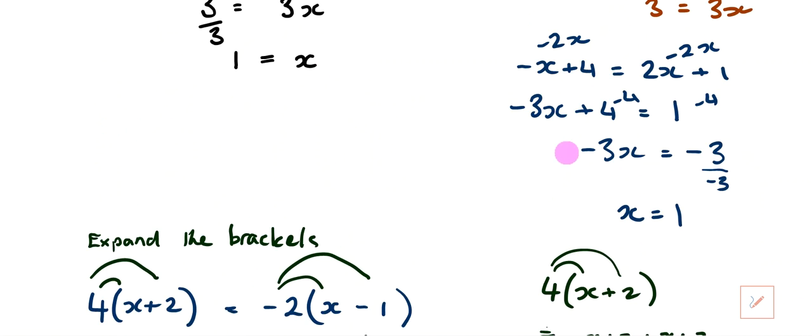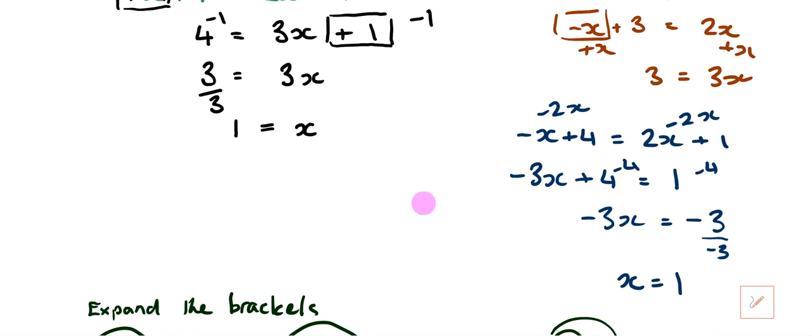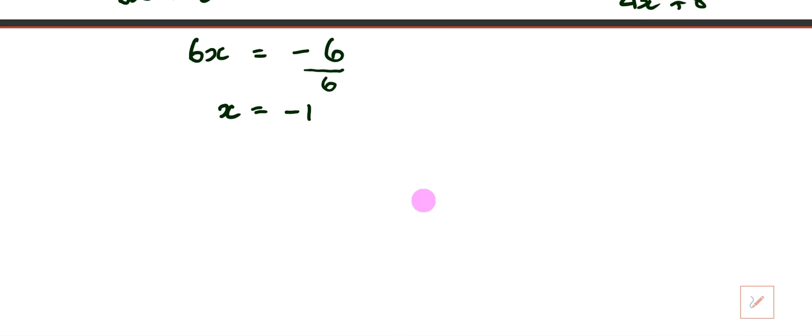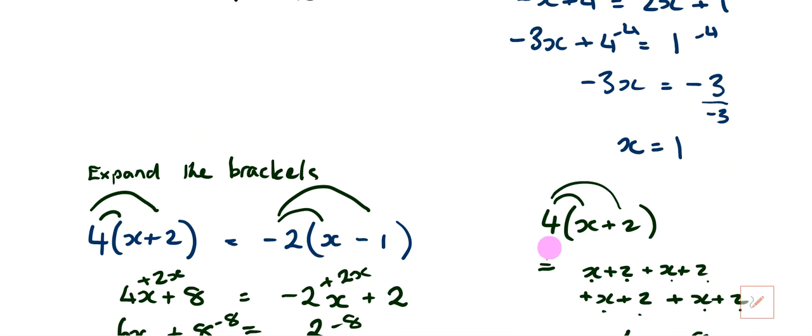This was J. I was waiting for us to do M or something right now. Should we do N? Oh, no, I'm on that. Let's do P. Right, ladies and gents, let's do M. y divided by 4 plus 7 equals 2. y divided by 4, what was it? Is it plus 7 equals 2?